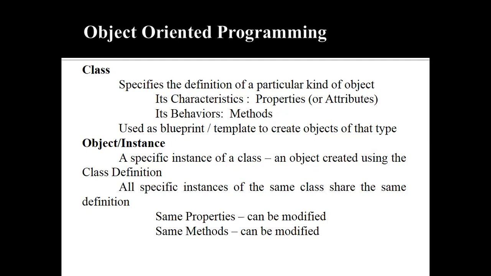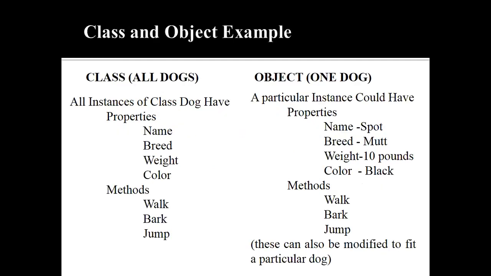to create objects of that specific type. However, an object is a specific instance of a class, created using the class definition. All specific instances of the same class share the same definition, as we already discussed: if you are in a class, you are 20 students, and each student is a specific object, and every object has similar functions and similar properties and characteristics, and each class has those specific properties, and these 20 objects have one class. Objects similarly have the same properties that can be modified and the same methods that can be modified.